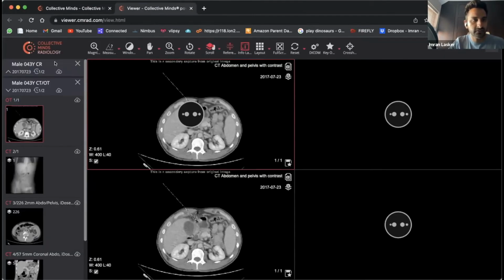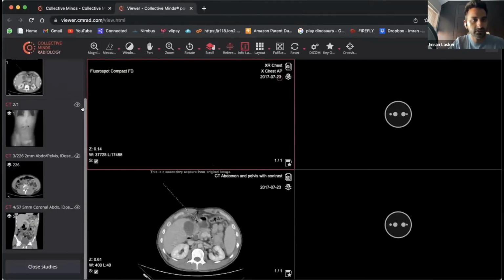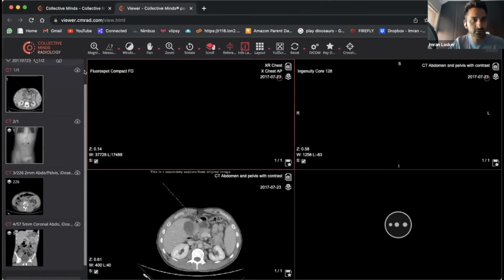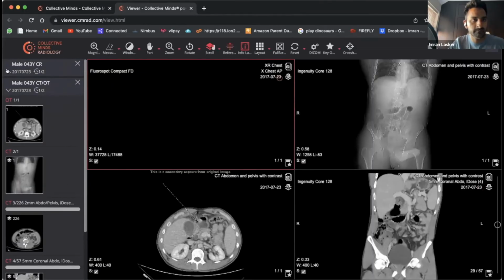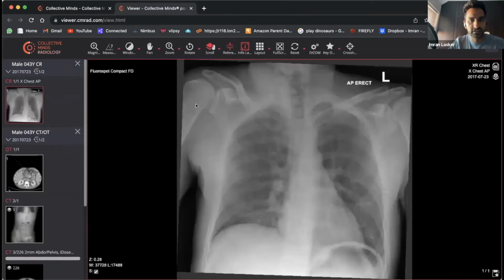So first off, let's go in the order I wanted to put it in. Let's download everything here and download everything here, open that one, and we've got the X-ray. Okay, so first off, we've got a chest X-ray.